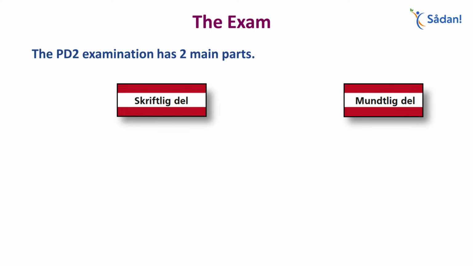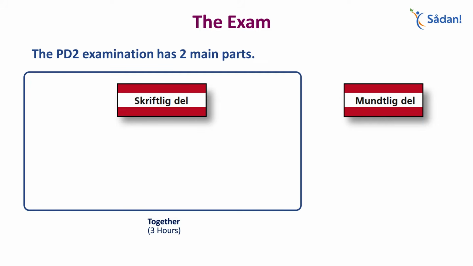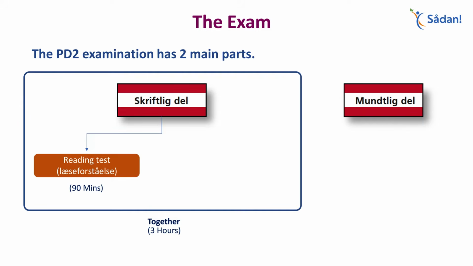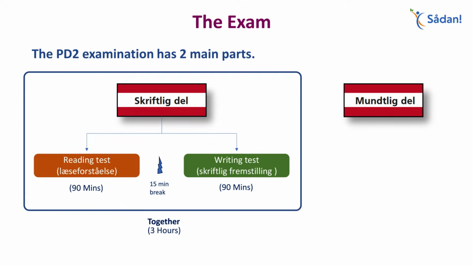Looking at the details of the writing test, the test is of total 3 hours duration. The writing test is divided into two parts. The first part is a reading test, where you will find or match answers in given texts. This reading test part is of total 90 minutes. Then there will be a break of 15 minutes. The second part of the test is a writing test, where your Danish writing skills will be tested. This writing part is of 90 minutes.